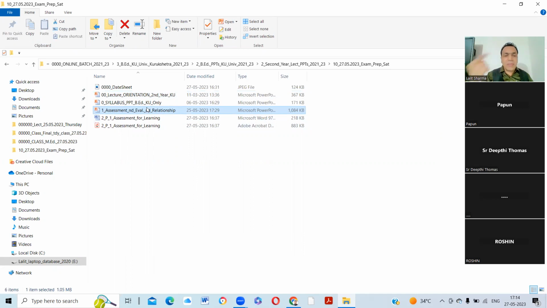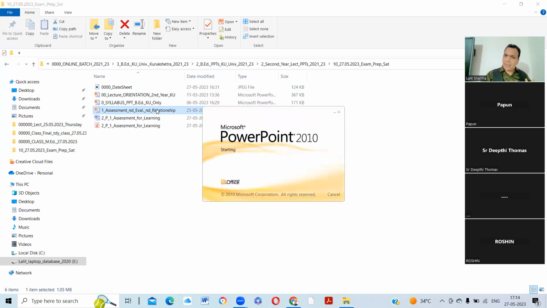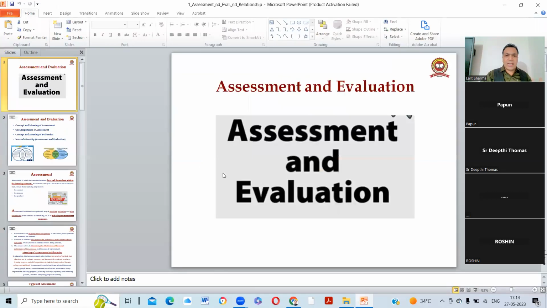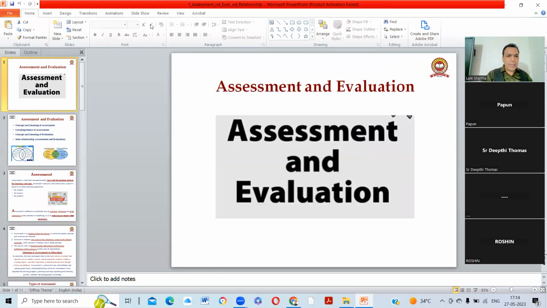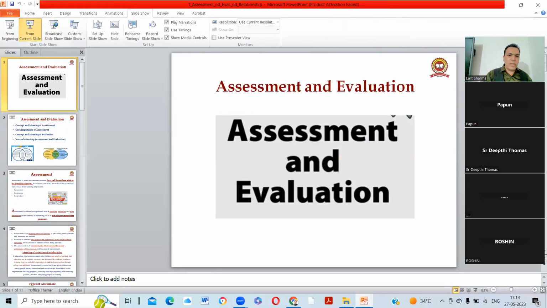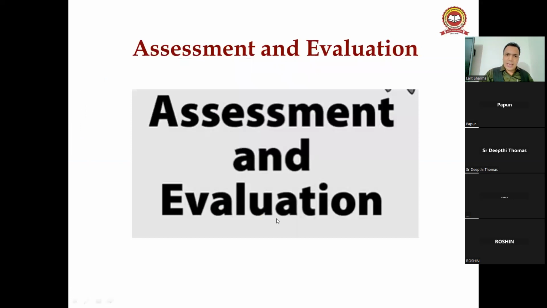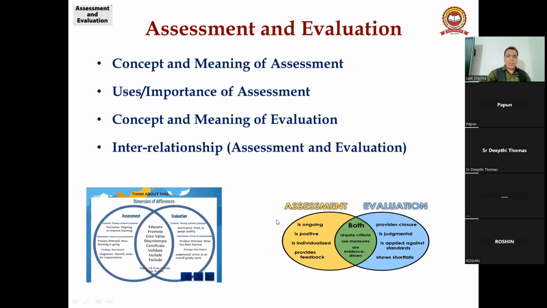So we will discuss the 55 pages also. Okay. So first, guys, at least we should know about our paper, what our paper says, right? So we start with the PPT, assessment and evaluation. Okay. So guys, you have to understand these two important concepts, assessment and evaluation. This is the most important, right?